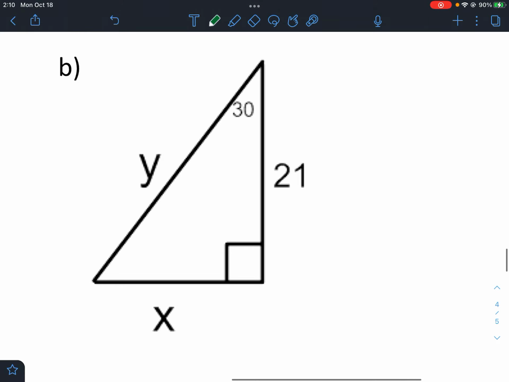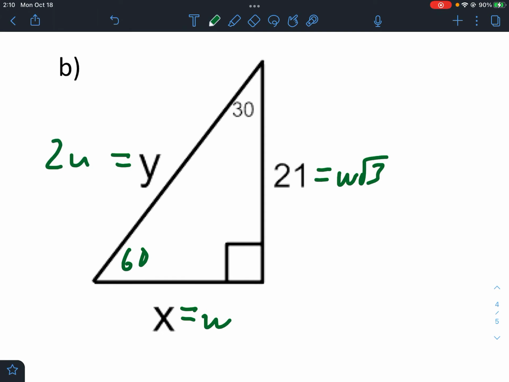How about problem B here? Same thing. We have a 30, 60, 90. Across from 30 is W. Across from 60 is W root 3. And across from 90 is 2W. So we have to solve for W.